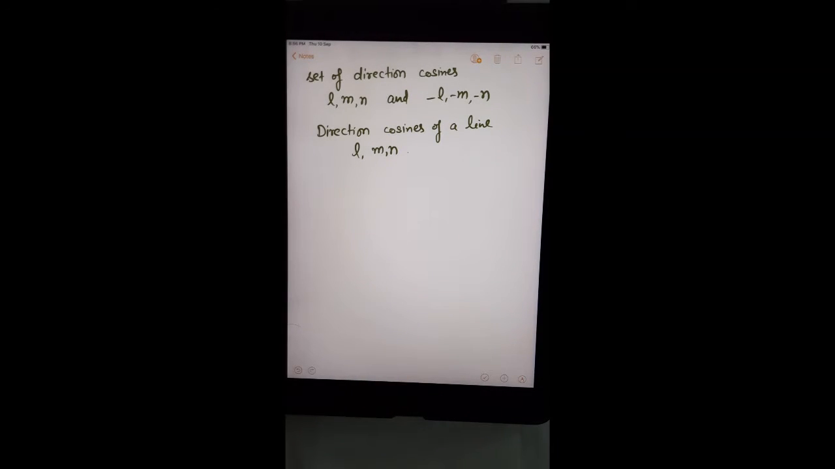Now if any three numbers are given which are proportional to the direction cosines of a line, these numbers are called direction ratios. If l, m, n are direction cosines and a, b, c are direction ratios of a line, then they are proportional. It means a equals lambda into l, b equals lambda into m, and c equals lambda into n, for any non-zero lambda belonging to R.